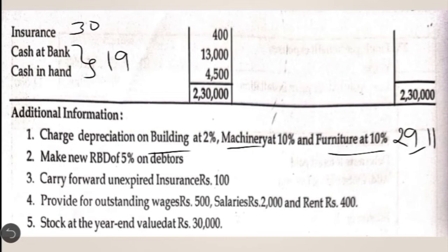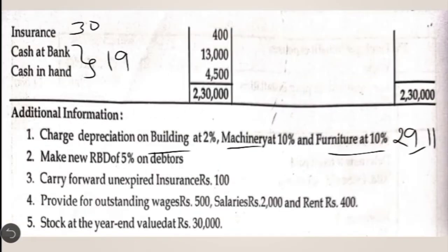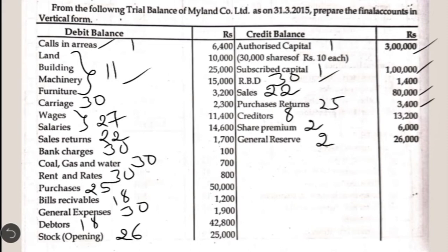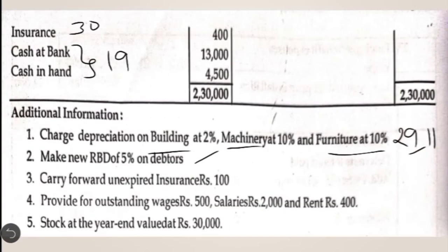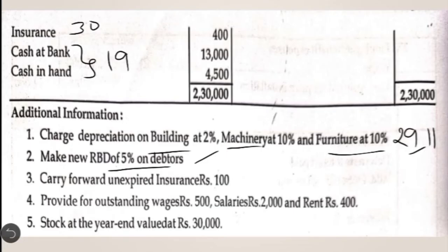Okay. Then the second one, make new RBD of 5% on debtors. If you see here, they have given us the adjustment of old reserve, that is 1400. So for that old reserve we are going to adjust the new reserve. Let me see whether they have given bad debt, but in this case they have not given bad debt. Okay, only what we are going to do here, new reserve, what is the amount that we have to calculate here? So it should be calculated at 5% on debtors. What is the amount of debtors they have given? 42,800. So on that we are going to calculate 5%. So we will get the new RBD.